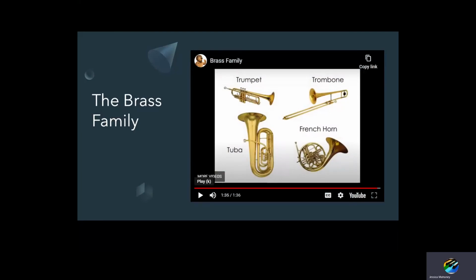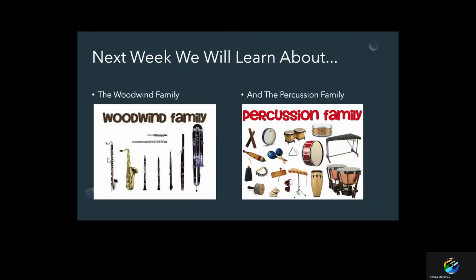And those are the brass instruments: trumpet, trombone, French horn, and tuba. Next week, we will learn about the woodwind family and the percussion family. Today we learned about the string family and the brass family.